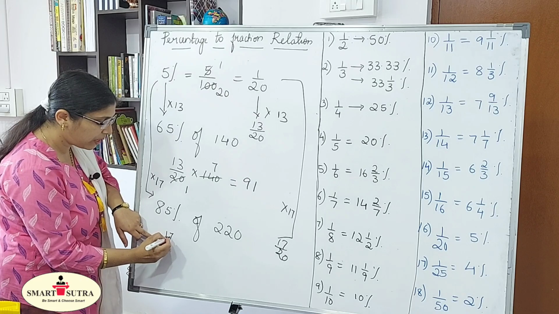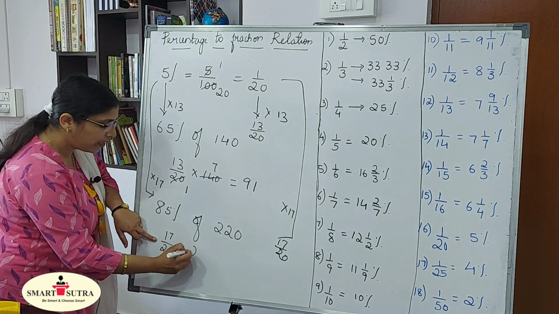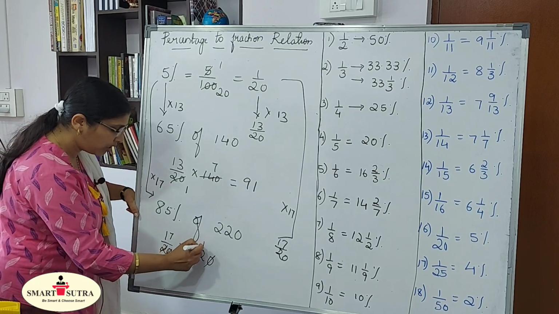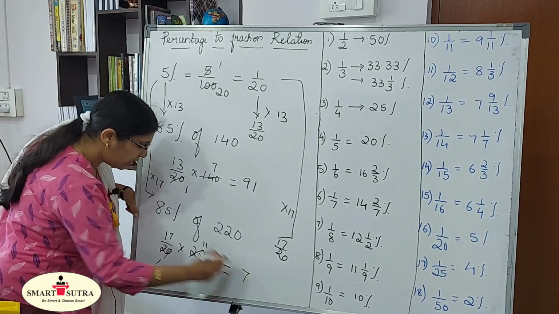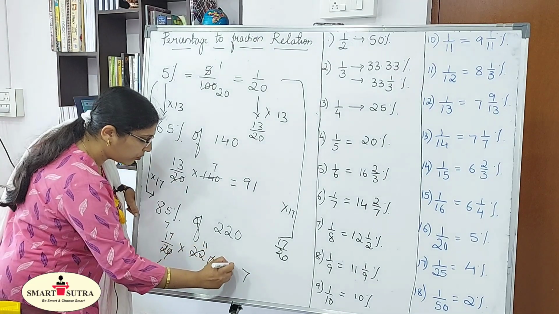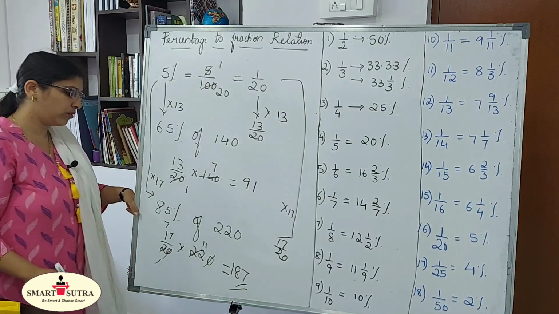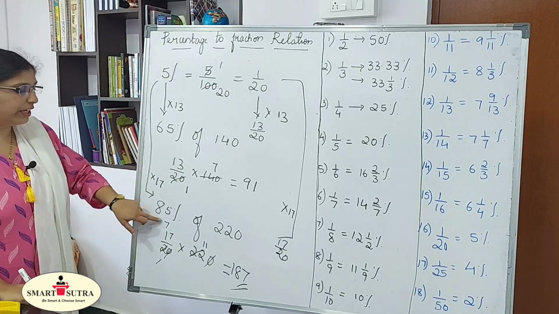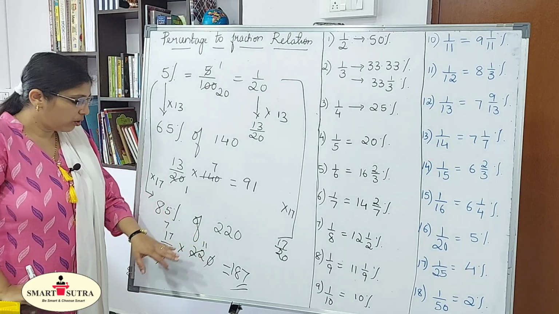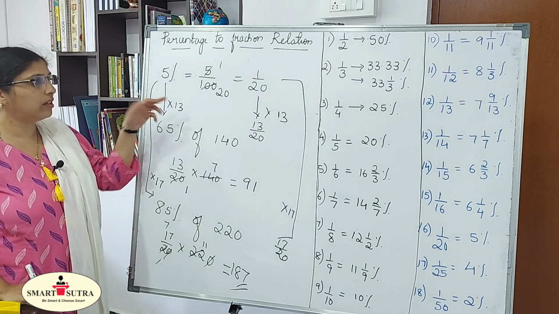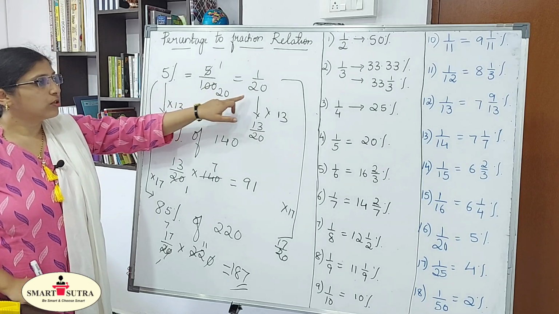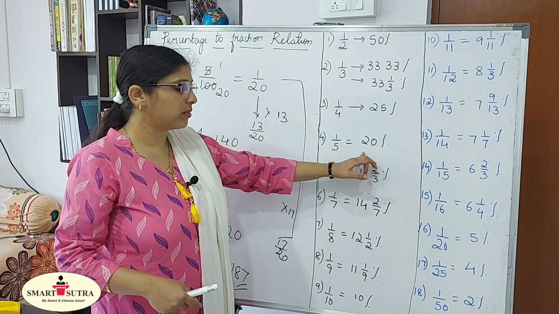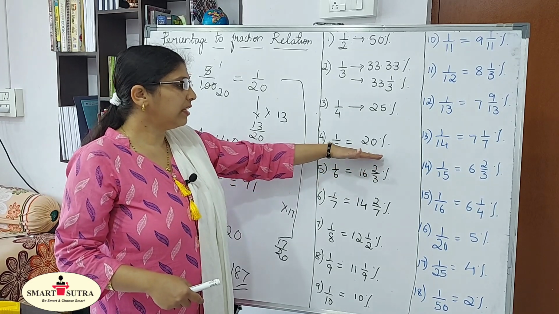So it is 17 by 20 into 220 as it is. Then 20 11s are 220, so 17 11s are 187: 11 7s are 77, 11 1s are 11, and 187. So in one simple step we got the answer of 85% of 220. How did this happen? When we remember the fractions. Similarly there are some fractions and their related percentages, we'll see it in the next video.